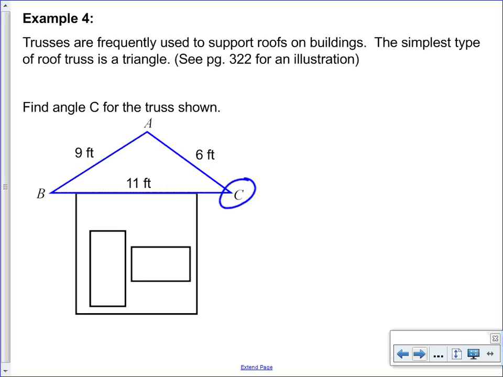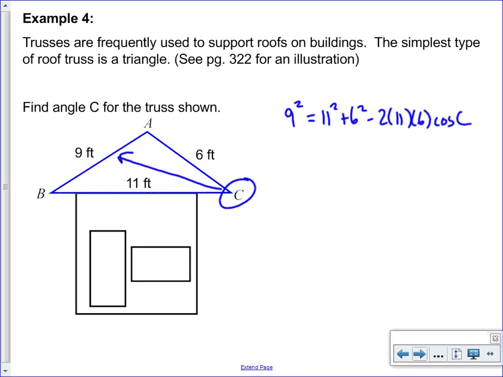If you find angle C, you start with the side opposite from the angle. So our equation starts with 9 squared. After that, it doesn't matter if you start with the 11 or 6, because you have to use both sides. So this equals 11 squared plus 6 squared minus 2 times 11 times 6 cosine C.